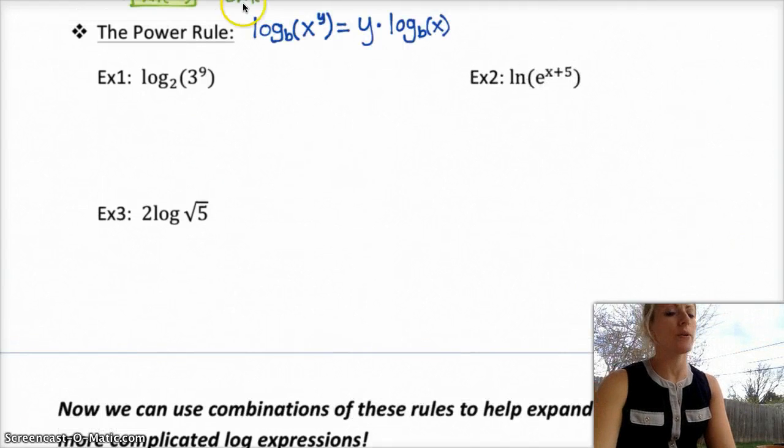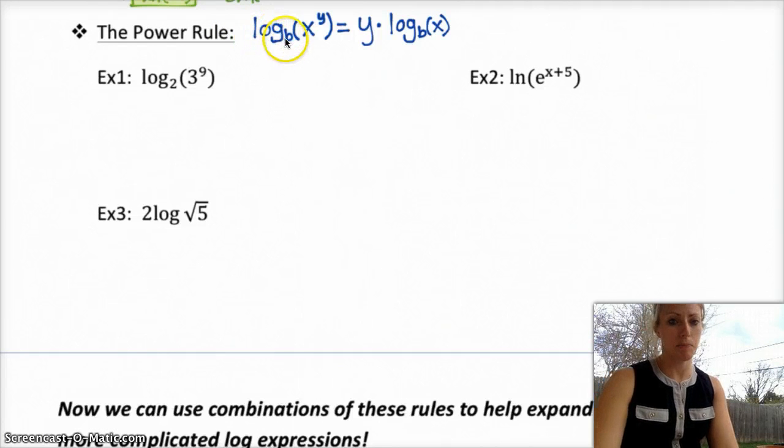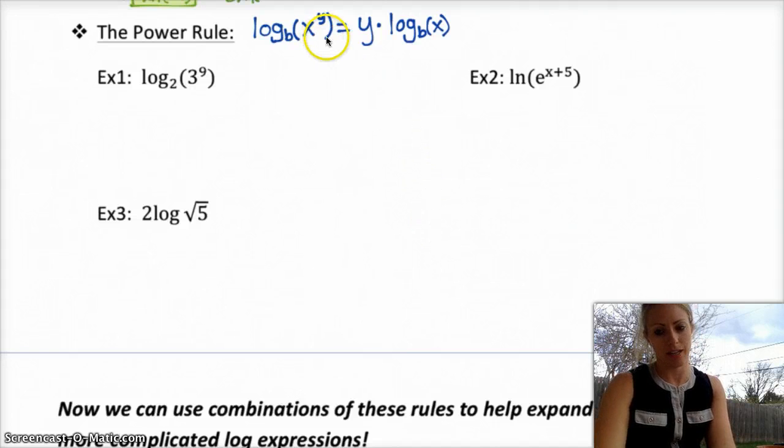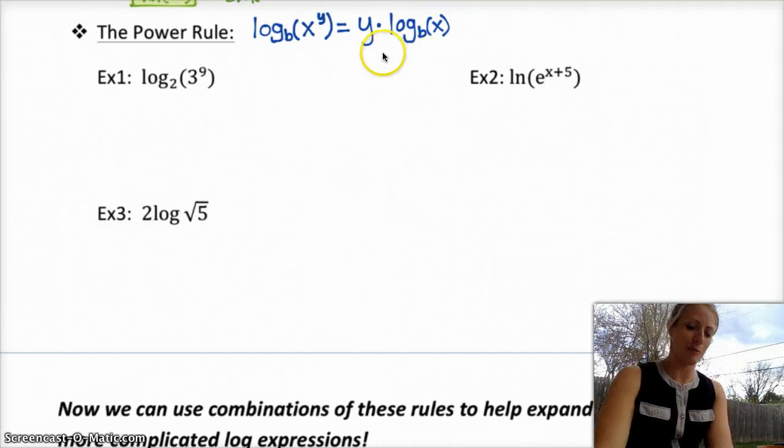Okay, so here's the power rule. It basically says that log base b, log of any base, of something x raised to a power, is equal to the power times log base b of x. And you can also go the other way around. If I have y times log base b of x, I can bring the y up as an exponent on the x, just like this. So it can go either way. Obviously, it's an equal sign, so I can go from left to right, and I can also go from right to left.